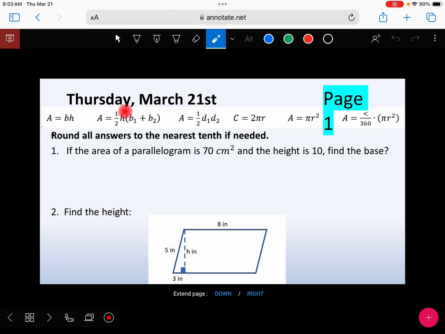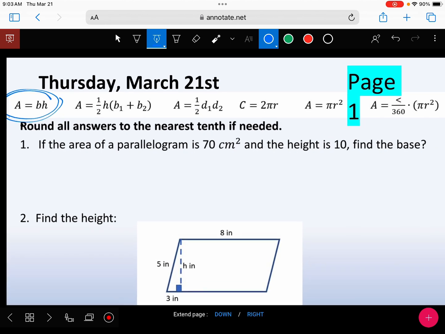Look at your notes. Go to page 3 in your notes, I think. What's the area formula for a parallelogram? Base times height, right? So this formula here, that's the formula for the area of a parallelogram. So write area equals base times height. Now, what did they say the area was for the parallelogram? 70. So I want you to put the 70 where A is.